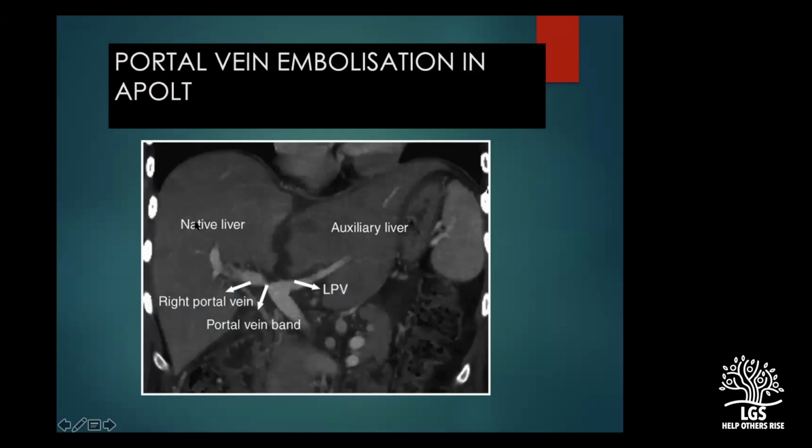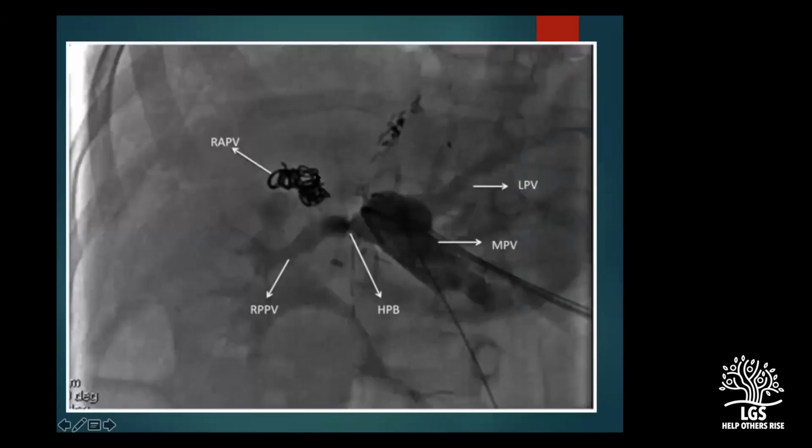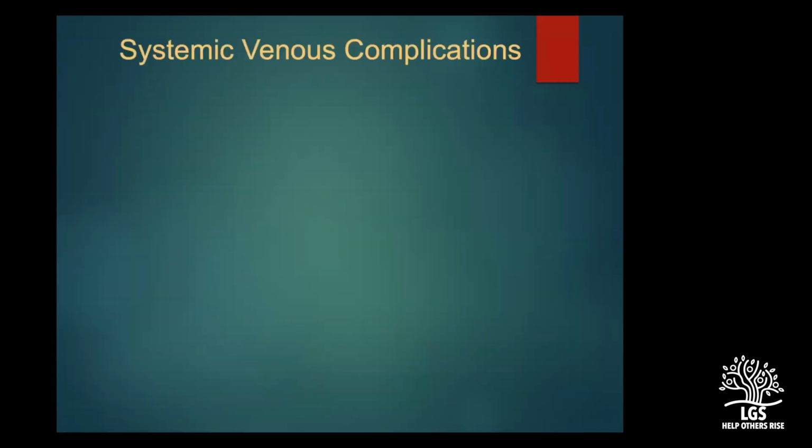and the blood was diverted to the native liver. What we did in this particular case was a selective right anterior portal vein embolization so that we could improve the blood flow to the graft liver and also to the right posterior portal vein. So this was a selective portal vein embolization in a case of an APOLT, wherein we had to divert the blood flow to the graft liver and also to the right posterior portal vein. So that is a very interesting case of portal vein embolization.